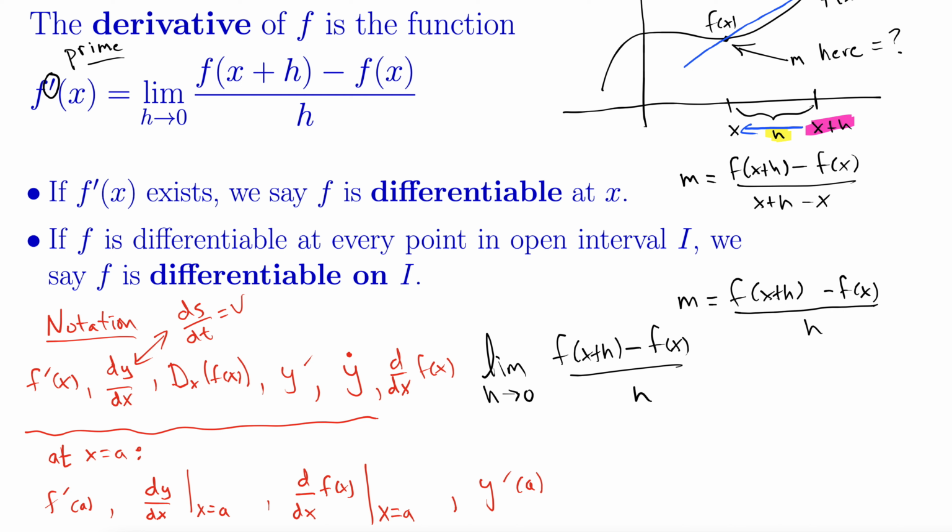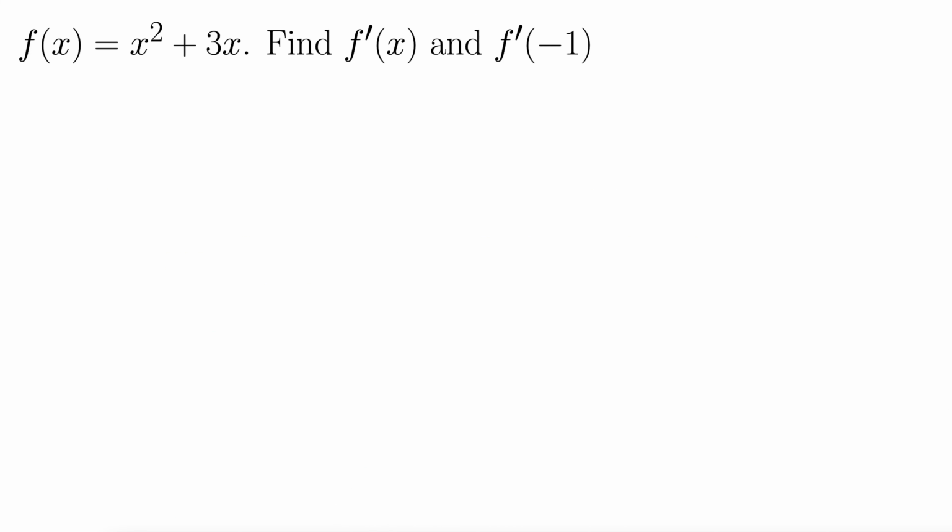Okay, so there are several ways to talk about the derivative. Let's try to compute a derivative with an example. Here we have f of x equals x squared plus 3x, and we're asked to find f prime of x, the derivative, and f prime of negative 1, which is the derivative evaluated at negative 1.